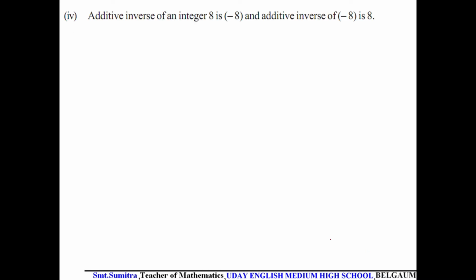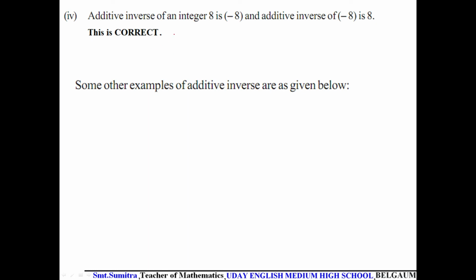One more statement. The additive inverse of an integer 8 is -8. A positive number becomes negative. That is called the additive inverse of a number. Similarly, the additive inverse of -8 is +8. This is a very simple statement which is a correct statement. A few more examples on additive inverse are given below. Try to answer yourself.